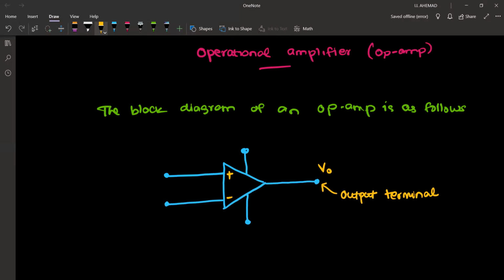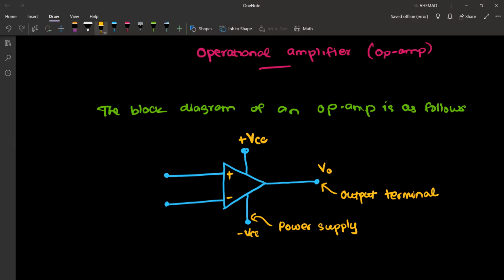This is plus VCC. Here we have the minus VCC. So these two terminals are the power supply. These two terminals are the input terminals.